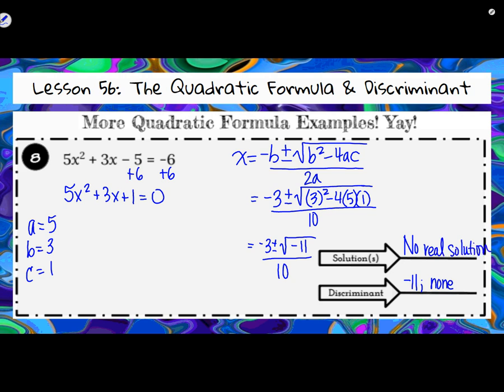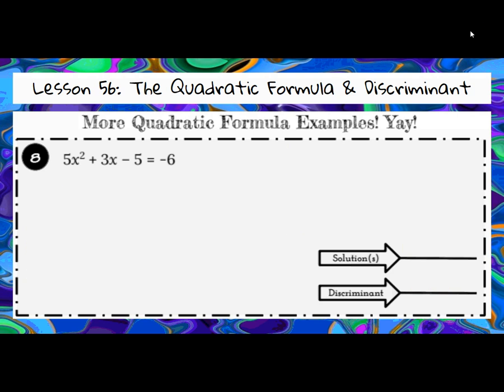And we could check it by sticking 5x squared plus 3x plus 1 in the graphing calculator. Does it not intersect the x-axis? And if that's true, then it's no real solution. They should back each other up. You're not going to get some working sometime and others not working.